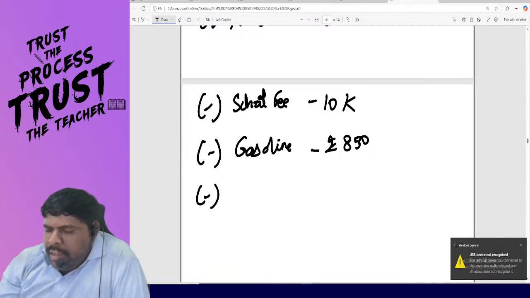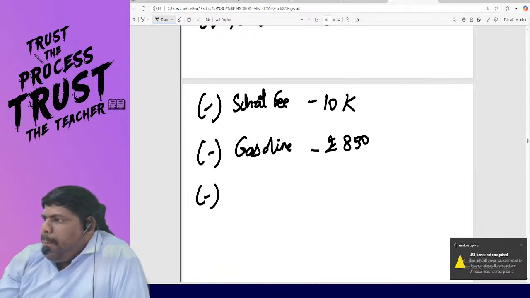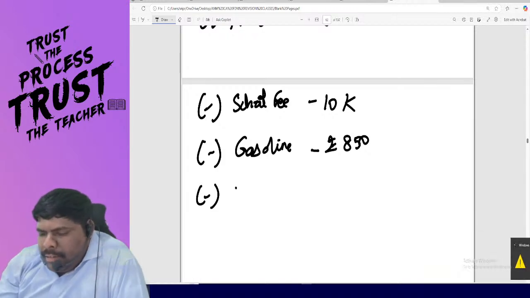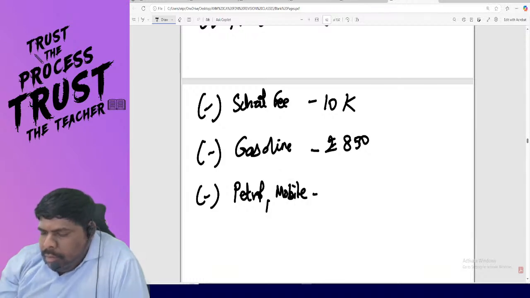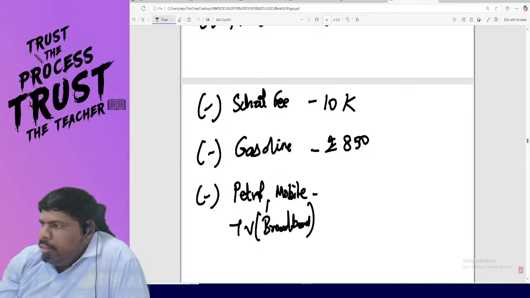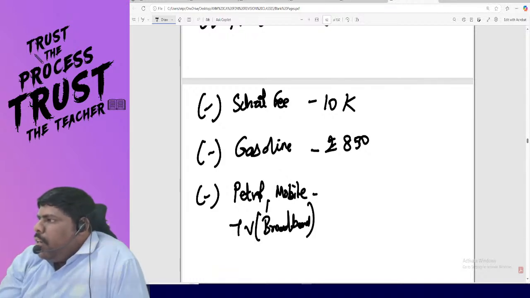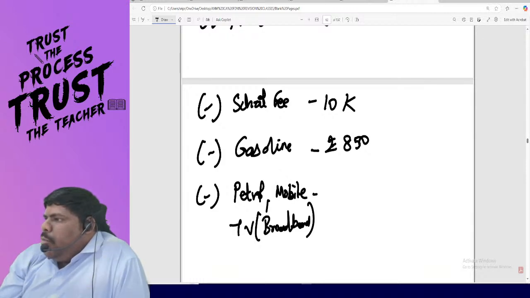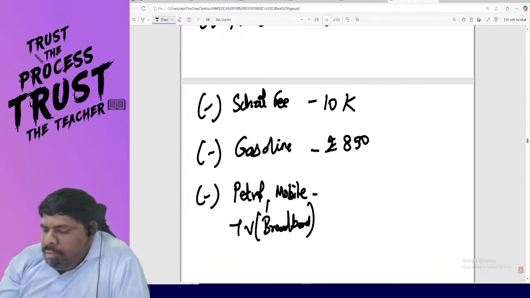Okay, then what are the other expenses? There is petrol. There is mobile. There is TV or broadband. Everything we are paying, right, for each and every month. EB we have already included in rent. Okay, how much amount? We'll have this as 4K.